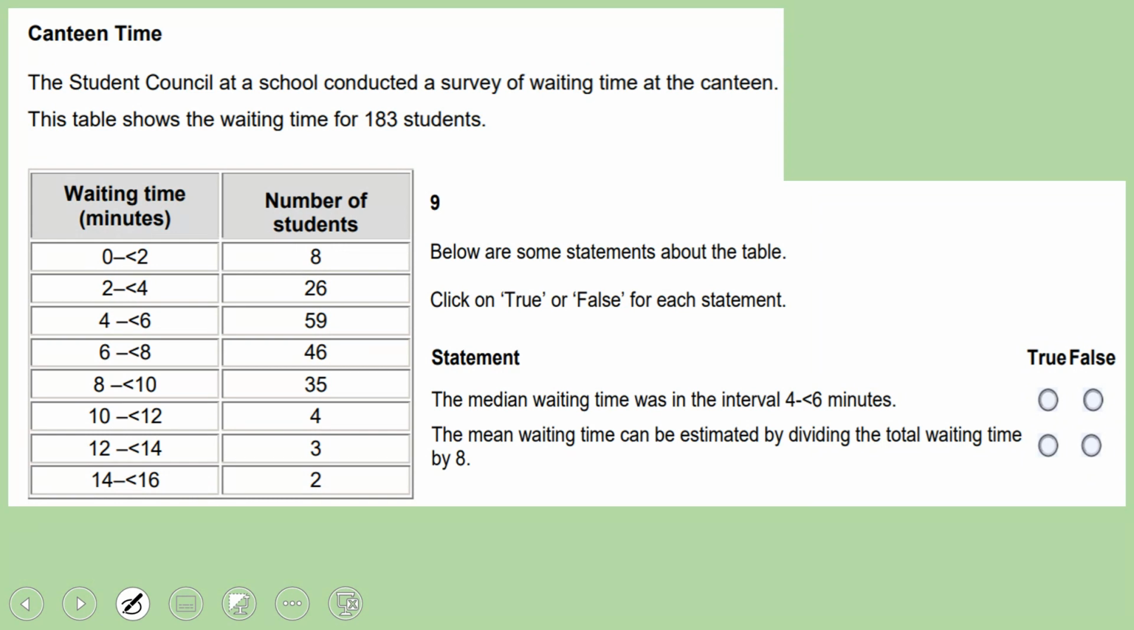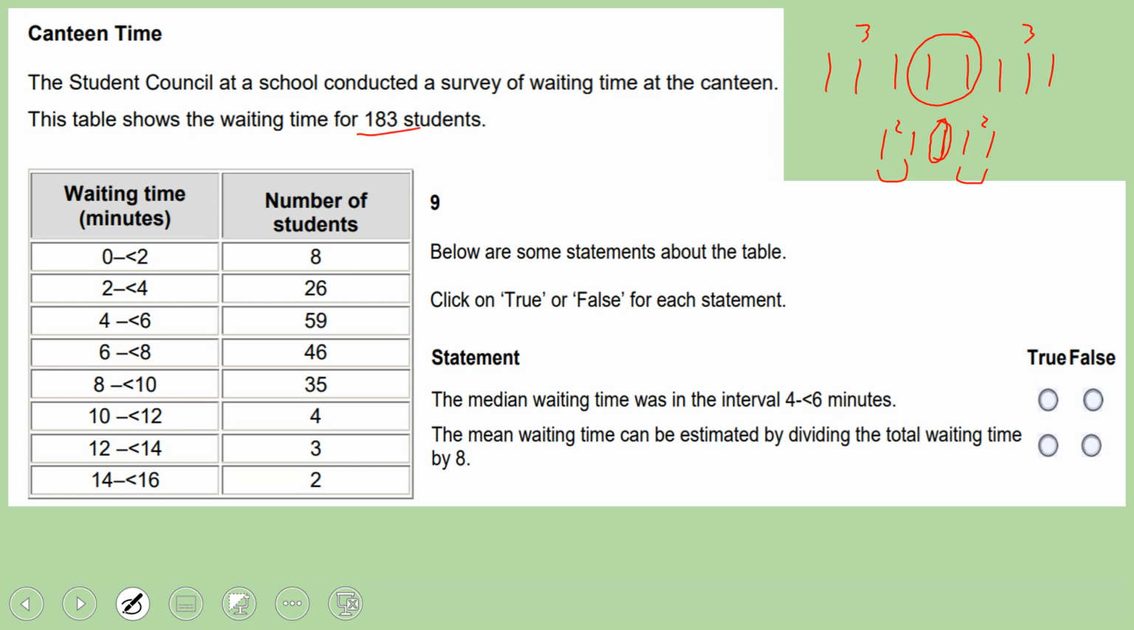Now it's asking us some more questions. The median waiting time was in the interval 4 to 6 minutes. Now median, if you can remember, means the middle value. So for an even number, let's say if there were 8 students, the median number is the middle 2, between the 4th and 5th. The median number for an odd number, like 5, is the middle person, where there's the same amount of people either side of the middle person. 2 on each side there. Just like for the even number, with people either side of those middle 2.